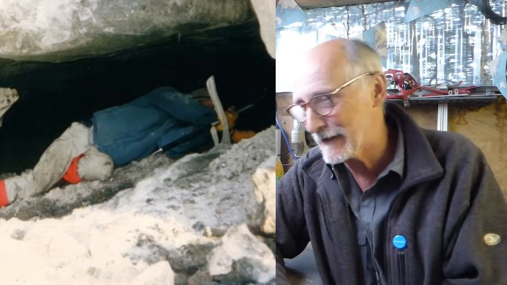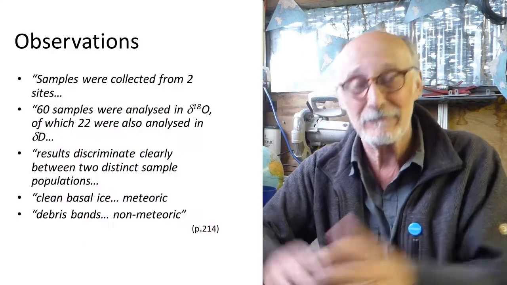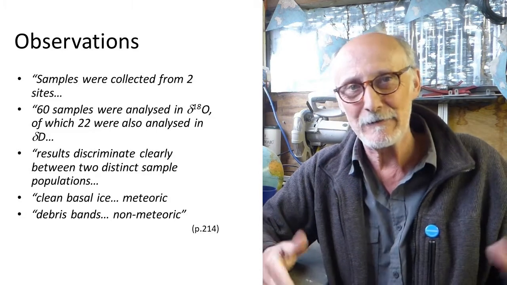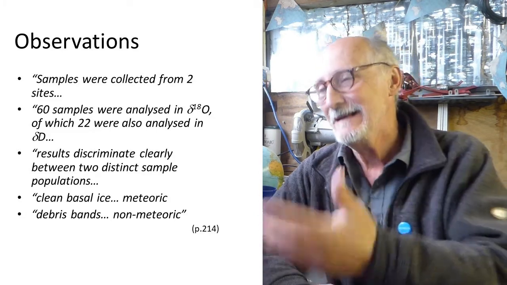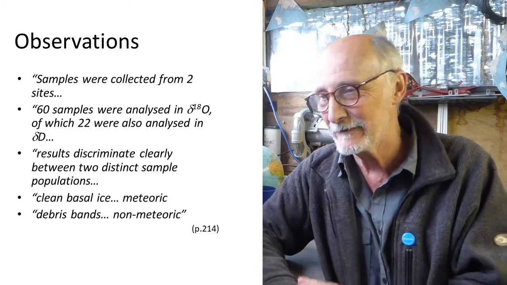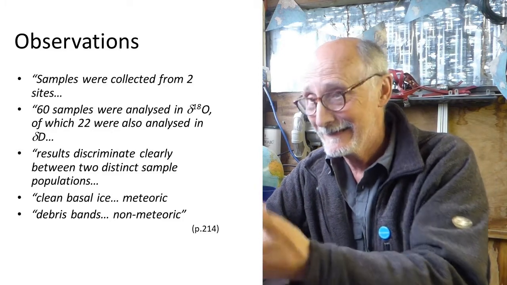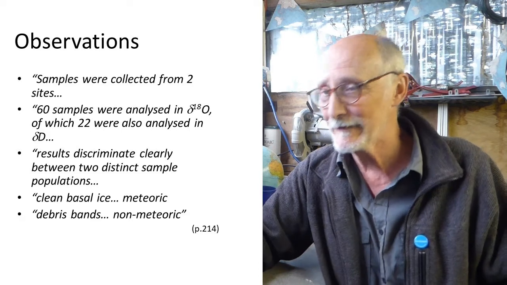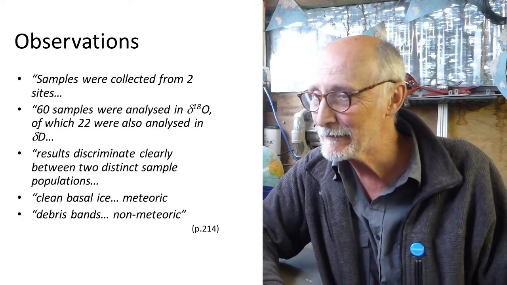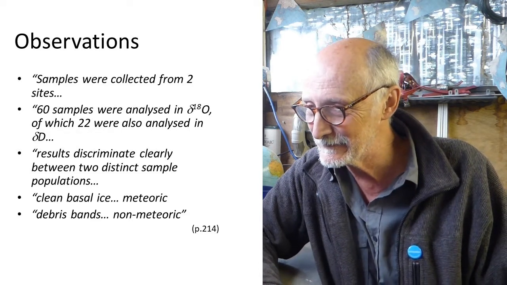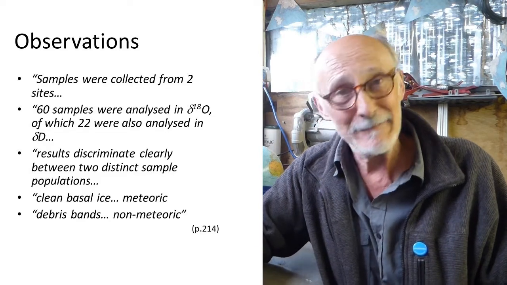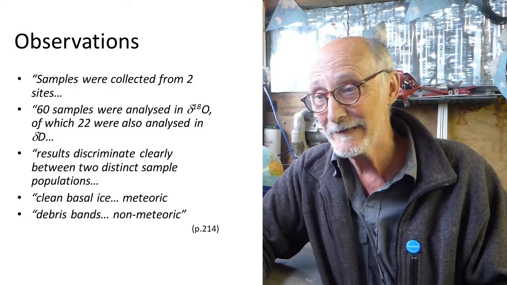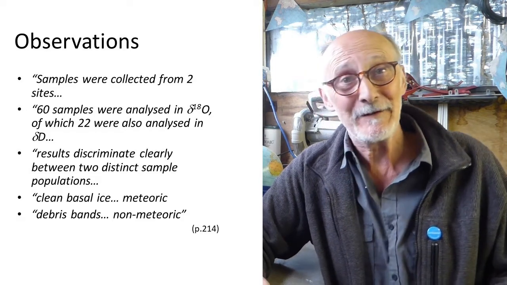So we made our observations, and there in the paper it says, well, here are our observations. And that's what you do when you do your research. You set out your research design, you set out your methodology, you say where your field area is, you explain what you're going to do, you go there, you do it, you collect data. And this is just saying what the data was that we collected. So we've got samples, analysed them for oxygen-18 and deuterium, and our results discriminate clearly between two distinct sample populations.